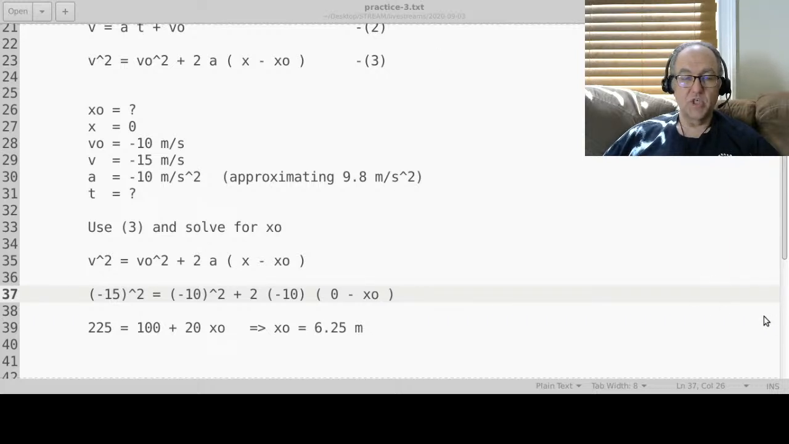All right, let me look in the chat if there's any questions. I have to switch windows when I look, so no questions so far. All right. So there it is. There's our answer, 6.25 meters.